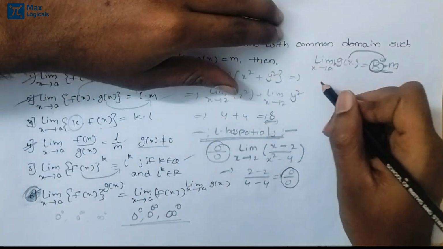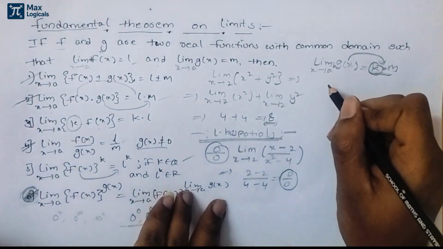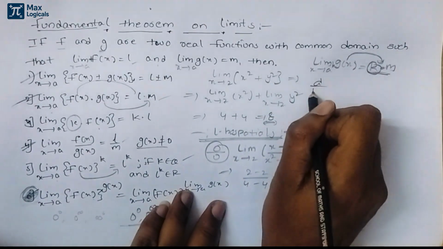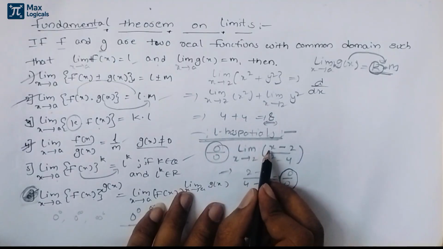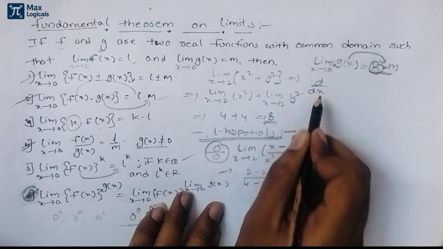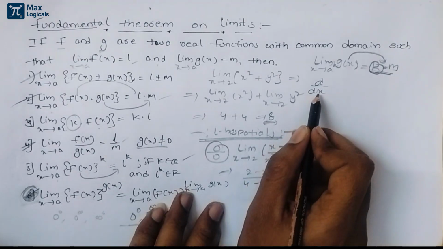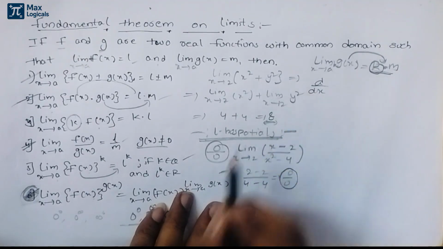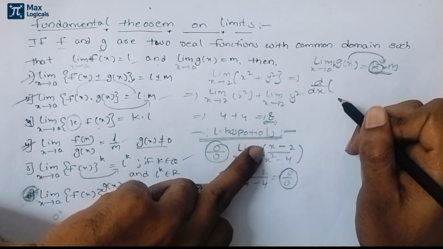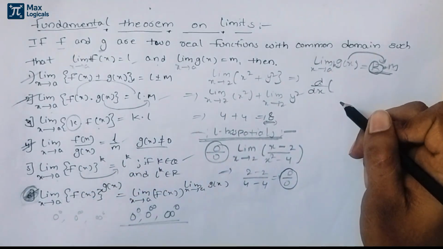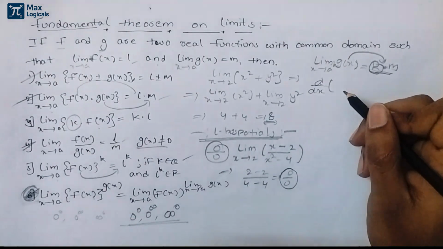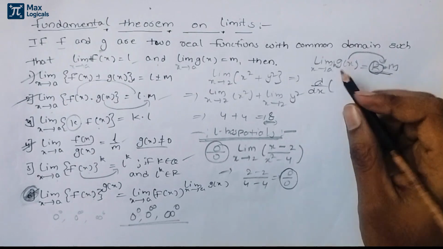First thing I do is the differentiation on the numerator, that is d by dx. With respect to y we do the differentiation with respect to y, and with x we do the differentiation with respect to x. So to find the limit, we are finding the differentiation with respect to x.